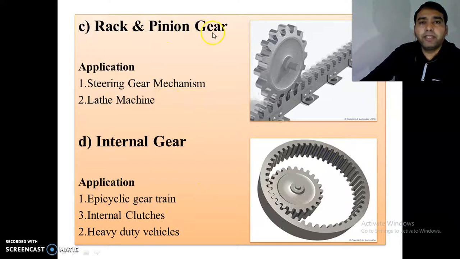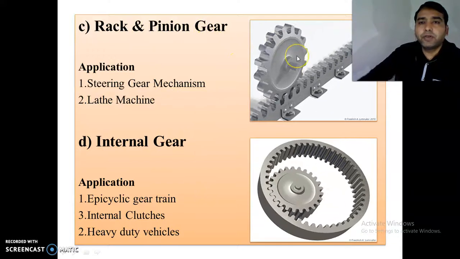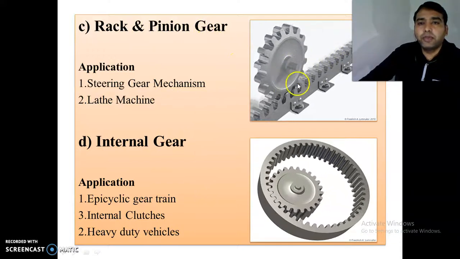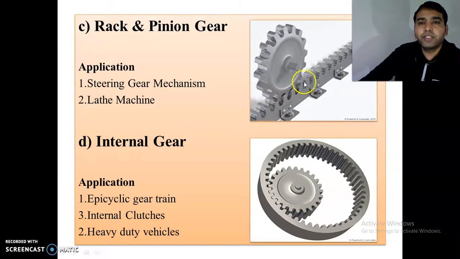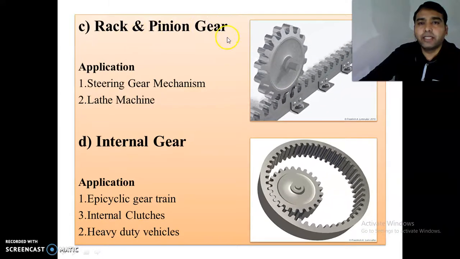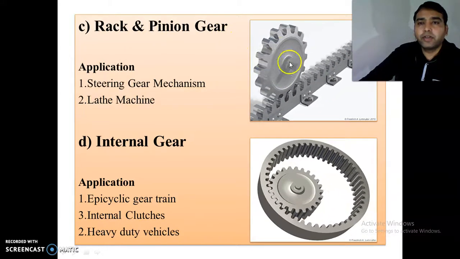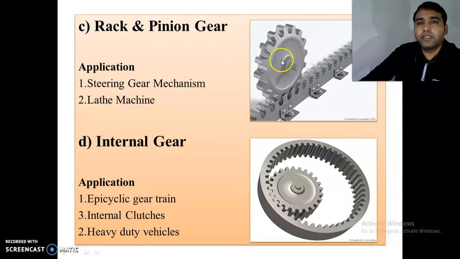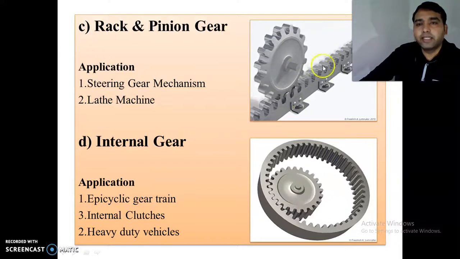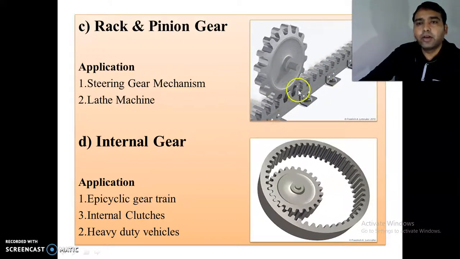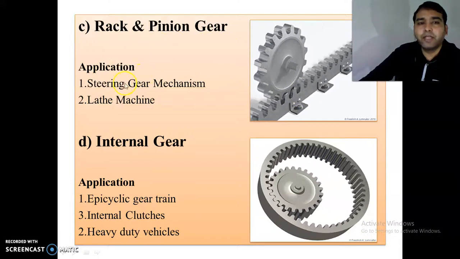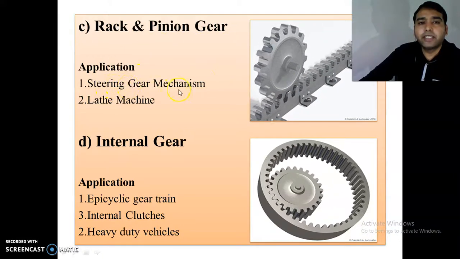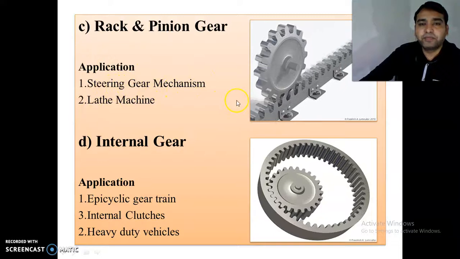Now rack and pinion gear. The rack and pinion gear is used to convert the rotary movement into linear movement, that is reciprocating movement. In such a situation, the rack and pinion gear are used. This circular rotary component is called the pinion gear, and this linear component is called a rack. It is used in the steering gear mechanism and lathe machine.